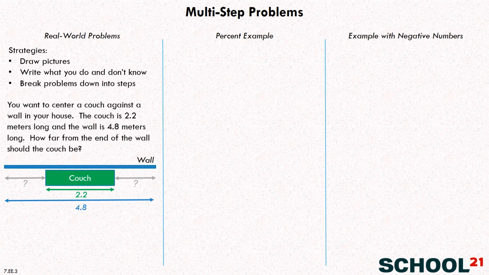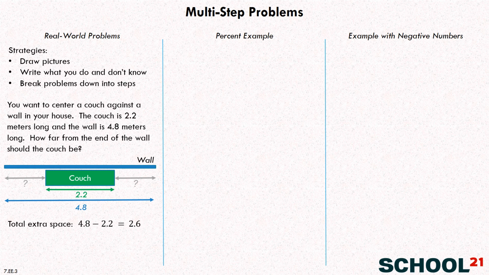Okay, good. So what would that do for you if you take this whole 4.8 and subtract the 2.2? What would that do for you? What would be left over? It would give you the two distances on either side of the couch, the total space, this one and this one together. Okay, so let's go ahead and do that. The total extra space would be 4.8 minus 2.2. What would that be then? It would be 2.6. Okay, great.